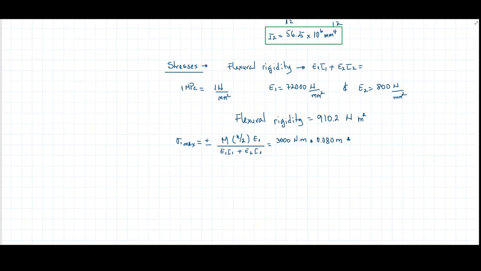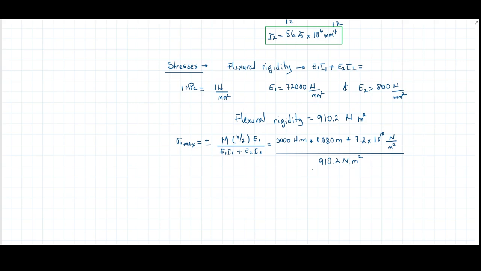But E1, how much is E1? Let me just change this from 72 gigapascals to newtons per square meter. How much is that? So this is going to be equal to 7.2 times 10 to the power of 10 newton over square meter. And this is going to be divided by the flexural rigidity, which is 910.2 newtons per square meter, like that.